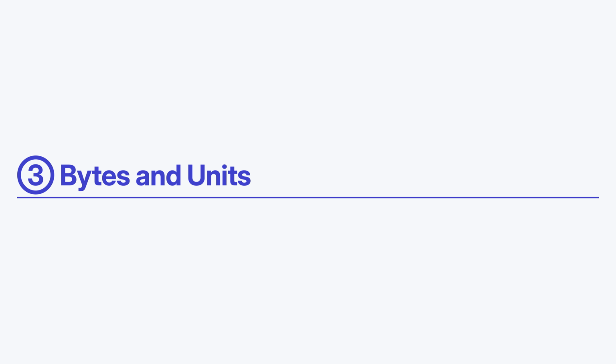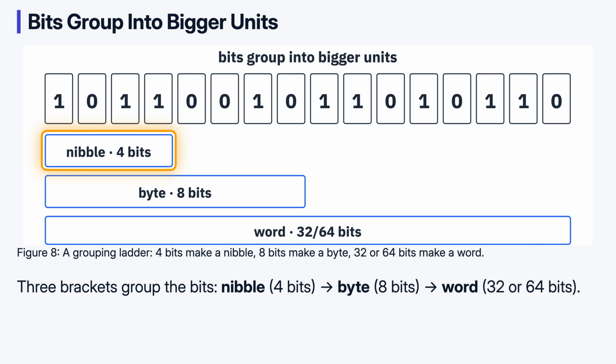Bits rarely travel alone. Let's group them into bytes, and then learn how storage is actually measured. A single bit is not very useful on its own, so we group bits together and the groups have names. The smallest group is the nibble, 4 bits. Next is the byte, 8 bits. This is the one that matters most, and a byte is 2 nibbles.